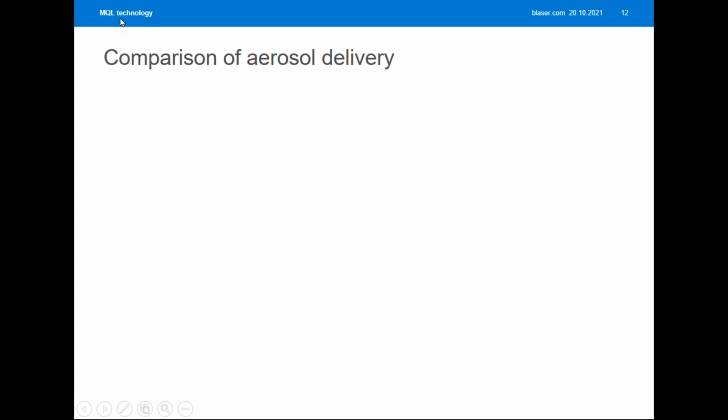So that was it with the MQL basics. Now we come over to the MQL technology to go more into detail of the technology itself. First of all, I would like to talk about the aerosol delivery. And then we'll come to the technology of the MQL devices, and then also what the requirements there are for tool holding and tools for the MQL.